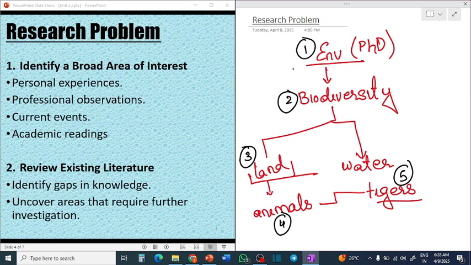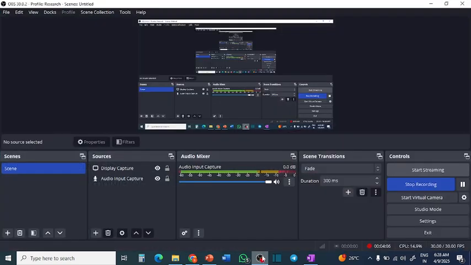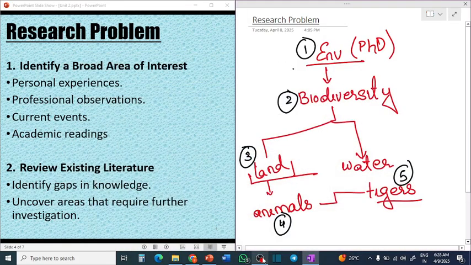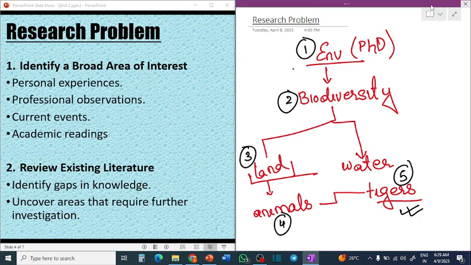So this has to be your personal experience and professional observation. In professional observations, you have to talk to other students, like PhD scholars who have done research in this field. You have to talk to them and know what the topics of interest are. Current events: for example, for the tigers, the government is making many national forest reservation plans. A new national park has been established for tigers. So current events will also determine it. And then there are academic readings. Second, we will review the existing literature.